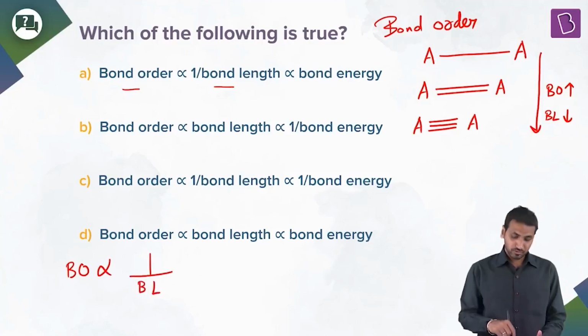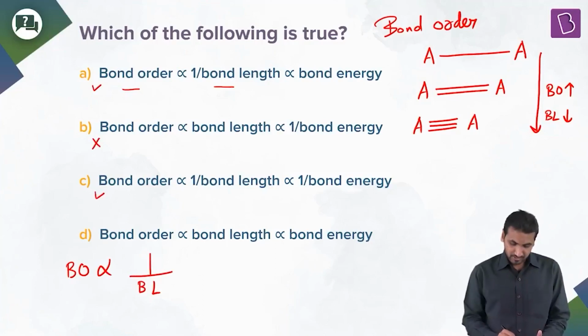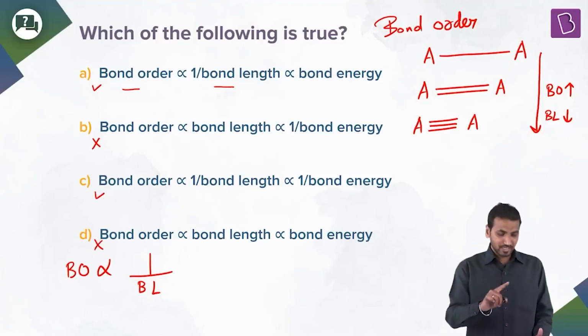Look for the option. Bond order directly proportional to bond length? No. Inversely, yes, it can be. So B and D cannot be the answer. The answer is either A or C.